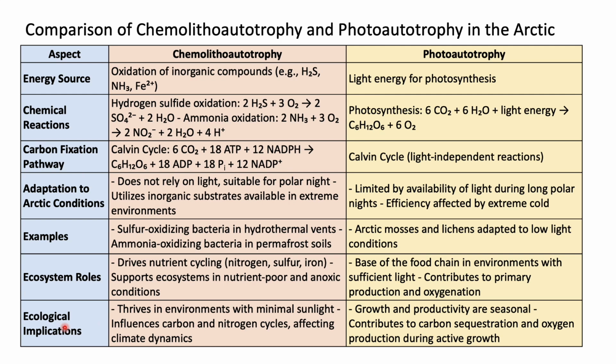And what are the ecological implications? The chemolithotroph thrives in the cold environments with minimal sunlight, and they also influence the carbon and nitrogen cycling and also affect the climate dynamics. The photoautotrophic species' growth and productivity are seasonal because they grow only during the summer. In the winter, they don't grow because there is no sunlight. They contribute to carbon sequestration and oxygen production during active growth, because in the photosynthesis, we know carbon dioxide is converted into energy and carbohydrates. So that's the reason they contribute to removal of carbon or carbon sequestration.